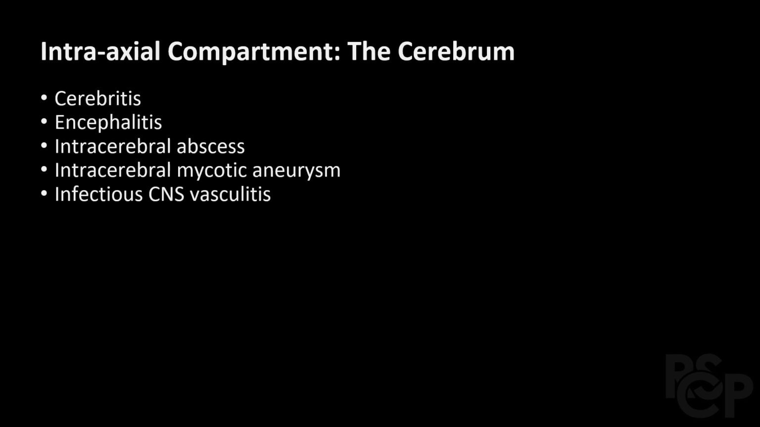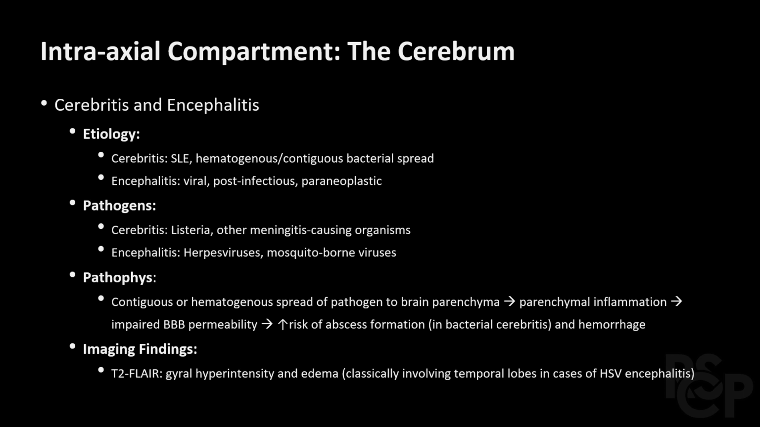So we'll begin by covering infections of the cerebrum. This includes entities such as cerebritis, encephalitis, intracerebral abscess, intracerebral mycotic aneurysm, and infectious CNS vasculitis. So we'll begin by discussing cerebritis and encephalitis. These are somewhat similar terms that are used in varying contexts. Cerebritis is used in the context of brain parenchyma inflammation resulting from lupus, as well as bacterial infection of the brain parenchyma. In contrast, encephalitis is used in the context of viral infection, post-infectious inflammation of the brain parenchyma, as well as paraneoplastic processes.